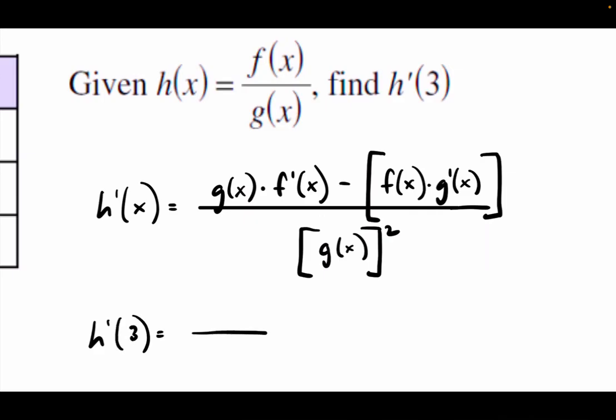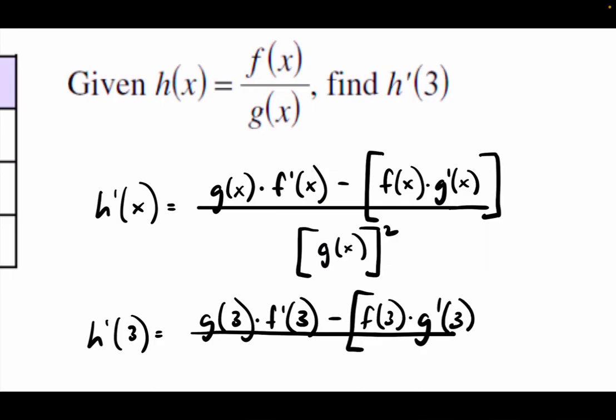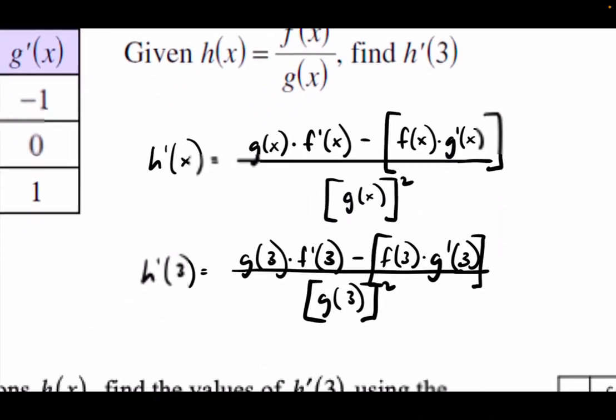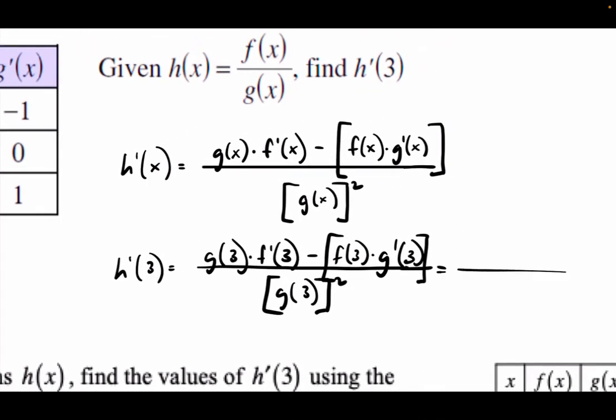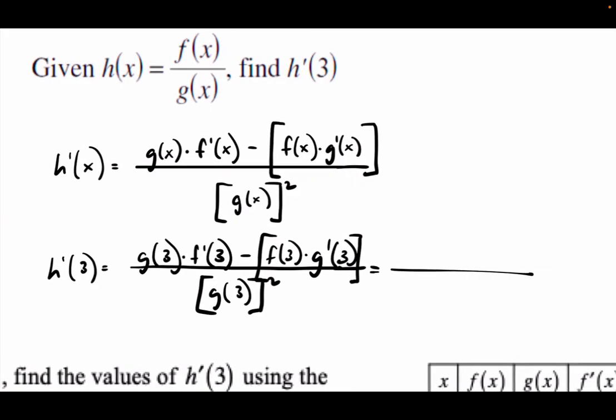So that means g of 3 times f prime of 3, minus f of 3 times g prime of 3. On the bottom is g of 3 squared. So now I have to figure out what is g of 3? What is f prime of 3? What is f of 3? What is g prime of 3? That's what I'm going to use the table for.